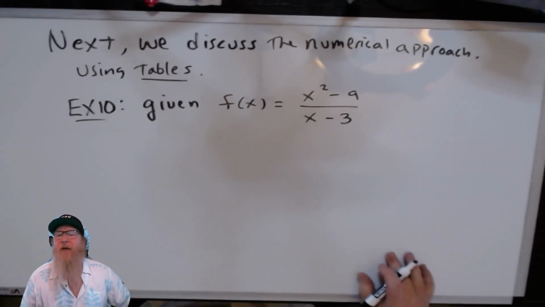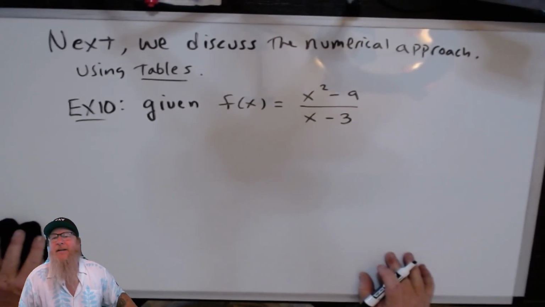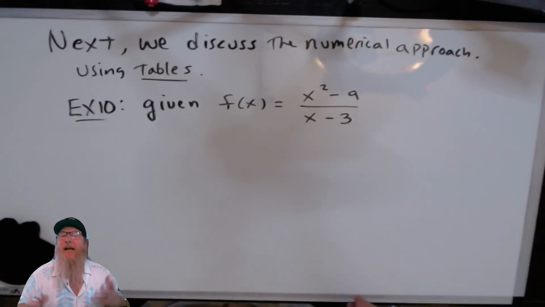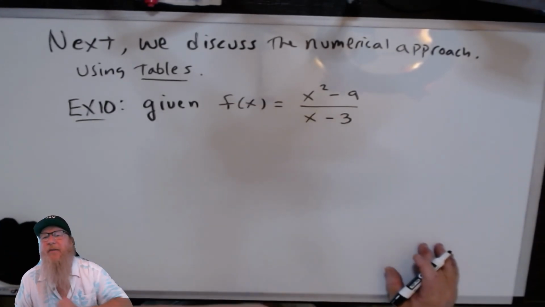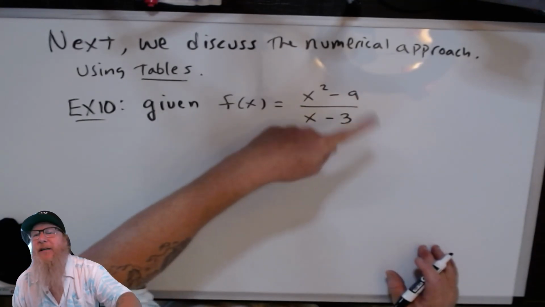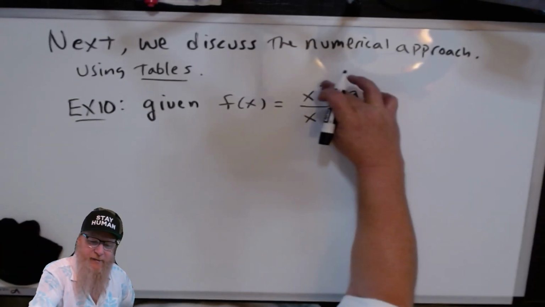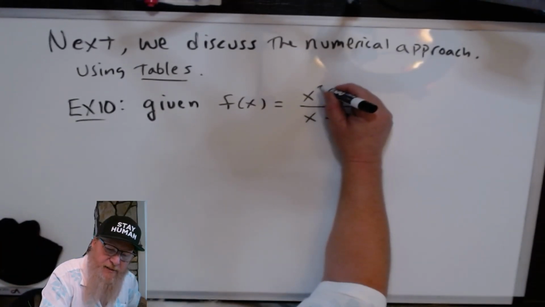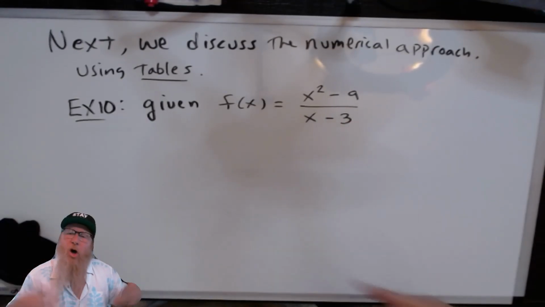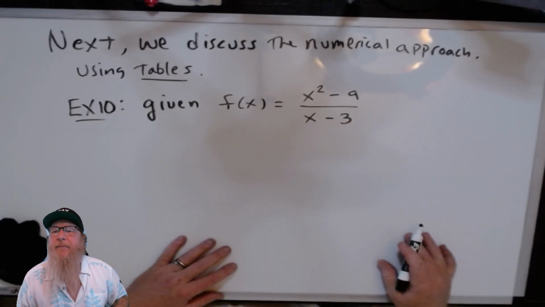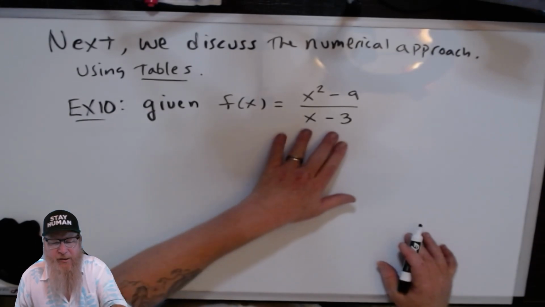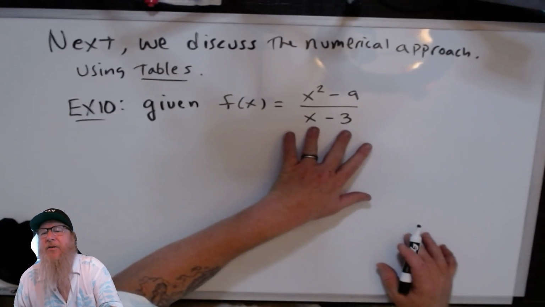But we're not given a graph. In all of the previous examples, we just said y equals f of x, and we didn't actually have a formula. This time we have an actual specified function. It's not arbitrary. And we're interested in the behavior near 3.